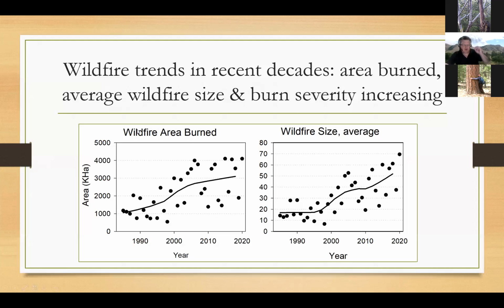As we've noted, and I think everybody's fairly familiar, wildfire trends have been going up in recent decades. We've seen generally increases in area burned, average wildfire size, and both the total amount of high severity fire and also the proportion of area that's burning at high severity. As we talked about earlier, it's this era of mega fires. There's not really a trend in the total number of fires, we're just getting more big fires, and that's what's driving a lot of this.